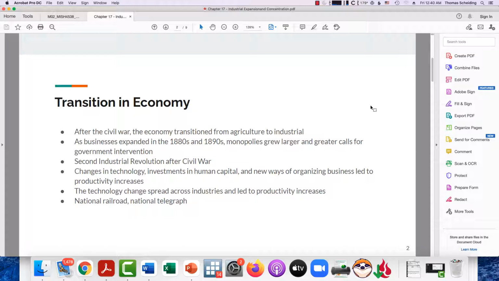And those productivity increases become critical to the United States economy growing. That's how you get a developing economy to become a developed economy, is through those productivity increases. And so this is all happening as the Civil War has ended, as the debt from that war is being paid off, and the United States is in the final decades of being a developing country and transitioning to a developed country.